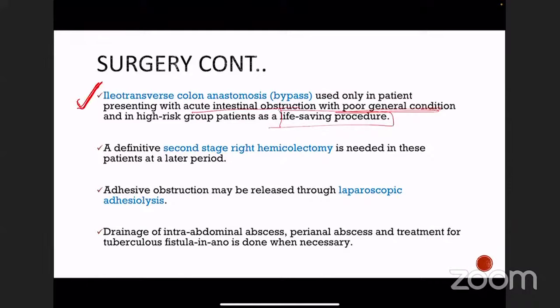A definitive second stage right hemicolectomy is also needed in this patient at a later stage. That is why we are doing it just as a life-saving procedure, not in day-to-day practice.